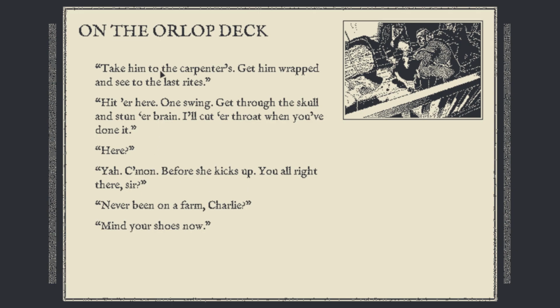So this is Emil. So Charlie's the one giving the orders. No. Emil's giving the order. I don't know who this person is. Unless, like... we're overhearing some dialogue. Somebody's saying, take him to see the last rites, or take him to the carpenters to see the last rites. I assume that that's the dialogue that's happening over here.